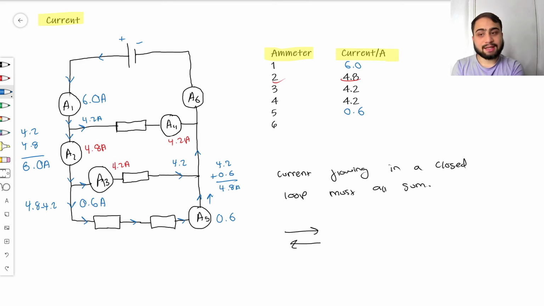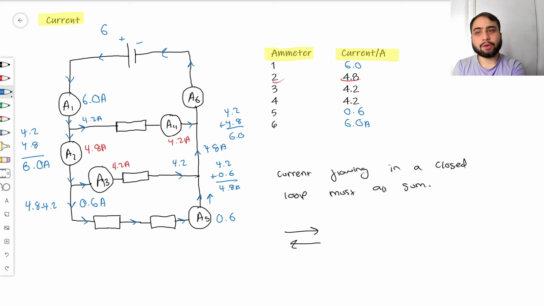And as you can see, that's exactly what the amperage is on the other side of the loop, which should be exactly the same. So we have 4.8 amps here. Now, these 4.8 amps join in with the 4.2 coming out of A4. So then we just do 4.2 plus 4.8, which ends up being 6.0 amps. So A6 is giving us a reading of 6.0 amps, exactly the same as A1, which is on the other side of the loop. So then that goes here, here, and back into the cell.